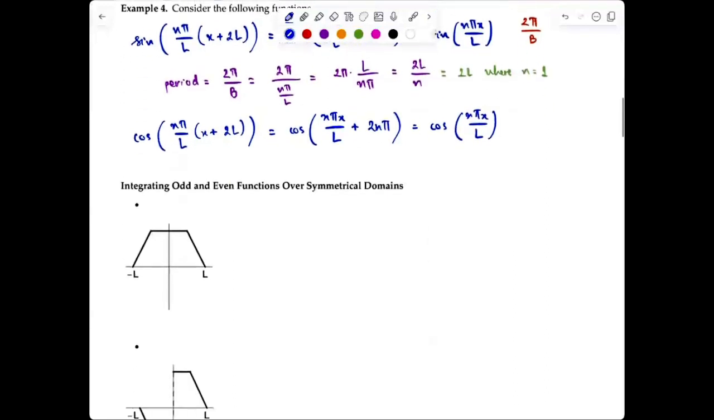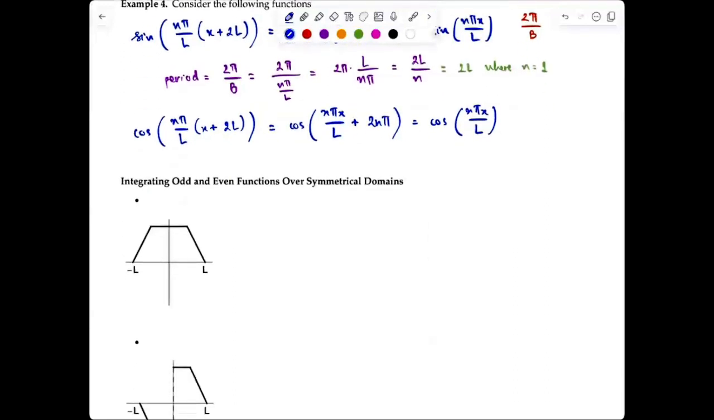Now, moving on to integrating odd and even functions over a symmetrical domain. So let's consider this function right here. This is an even function because the graph is symmetrical with respect to the y-axis. The idea of integrating an even function over this interval is that we can rewrite the full integral into an easier integral to deal with.